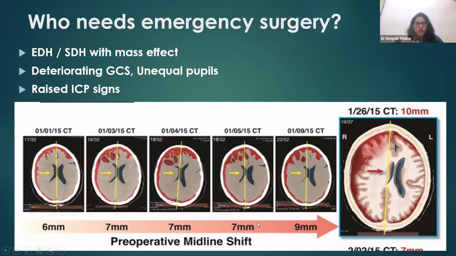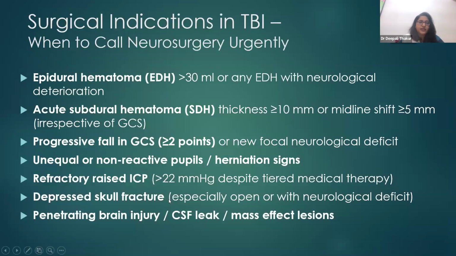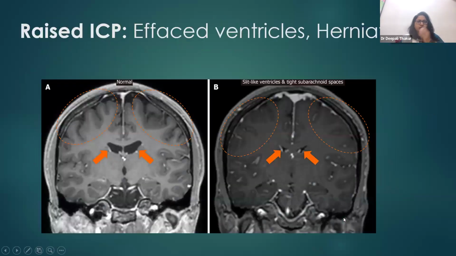Progressive, this is a CT, you can see progressive increase in midline shift. So any midline shift above 5 mm, they say, you should be watchful, and these are actually the indications when you are going to call the neurosurgery. So EDH, any EDH above 30 ml, SDH more than 10 mm in thickness, and midline shift of more than or equal to 5 millimeter. Okay. Refractory ICP, if you are monitoring ICP, then refractory raised ICP above 22 mmHg may also require surgical interventions. And again, the penetrating brain injury, CSF leaks, mass effect lesions, they may require these surgeries.